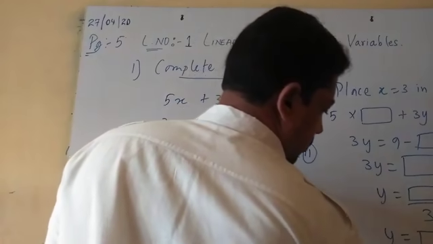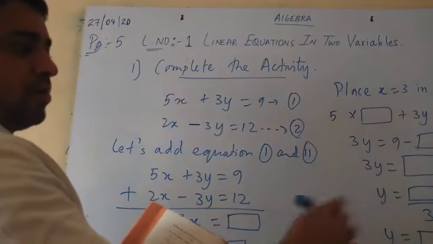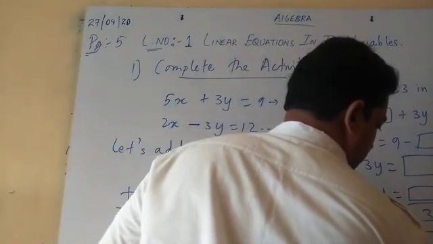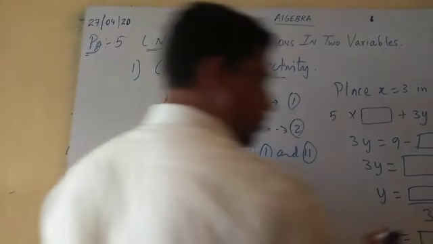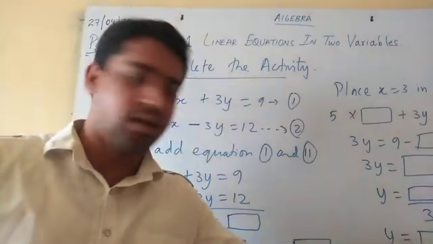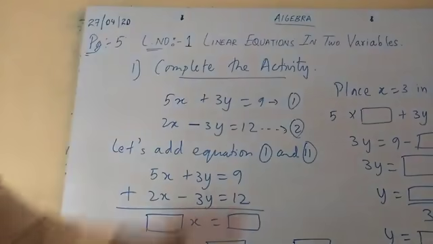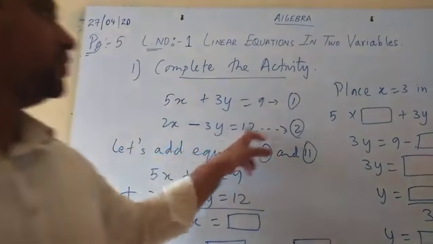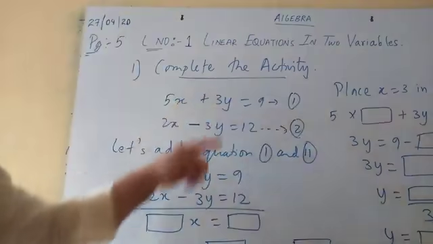Yes, you can write a solution like this also in brackets: (x, y) is equal to (dash, dash). We were writing x equal to so and y equal to so as the solution of the equation. You can write in this manner also. Now let's go through the sum. We'll check 5x plus 3y is equal to 9, equation 1. 2x minus 3y is equal to 12, equation 2. Just check.